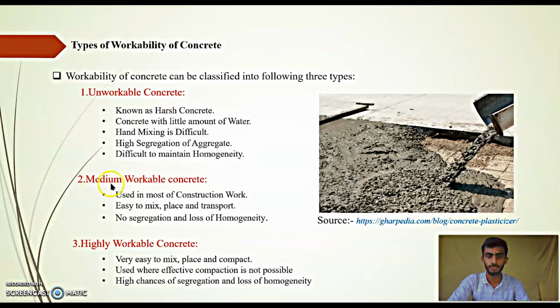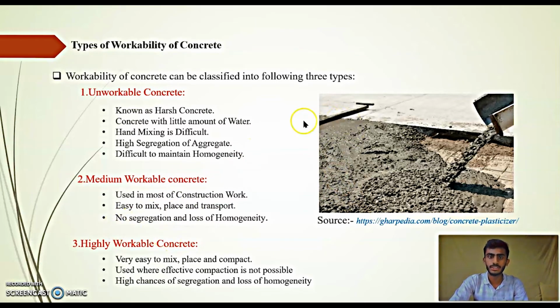Then second is medium workable concrete, which is used in most construction work. Nowadays, we use medium workable concrete, which is neither highly unworkable nor highly workable. Therefore, it is easy to mix, place, and transport. This is the mostly used concrete, medium workable concrete. It is easy to mix, place, and transport from one place to another for any construction work. There is no segregation and no loss of homogeneity. Therefore, no segregation occurs in the concrete casting.